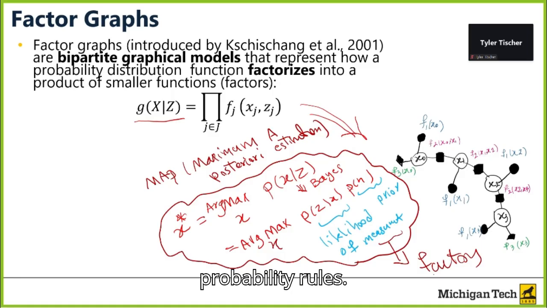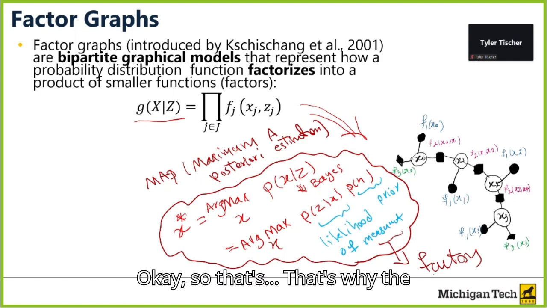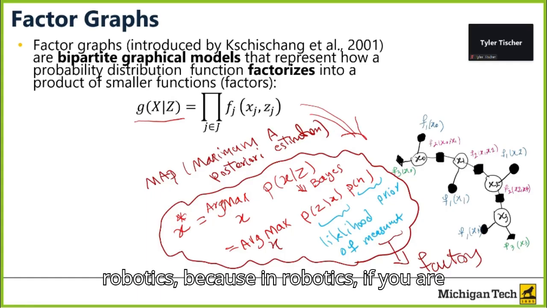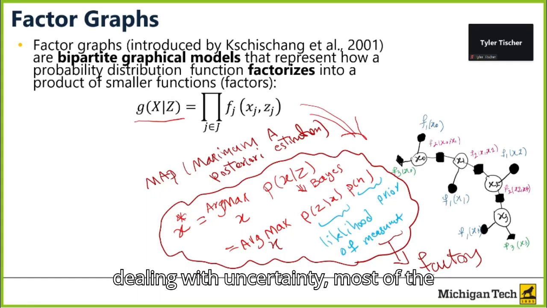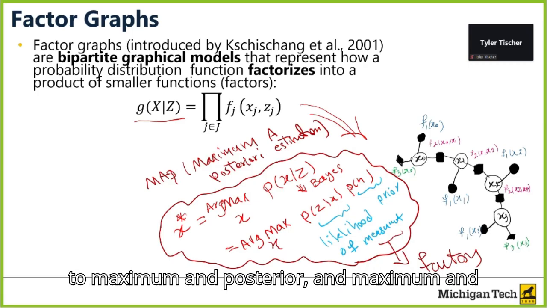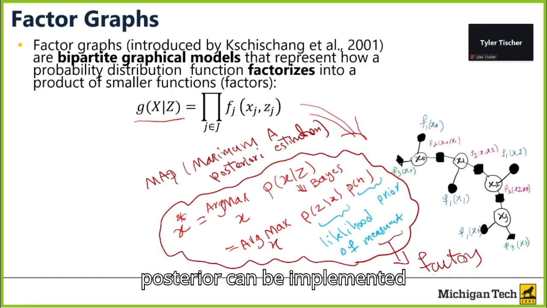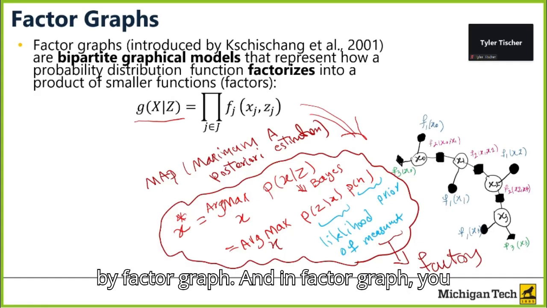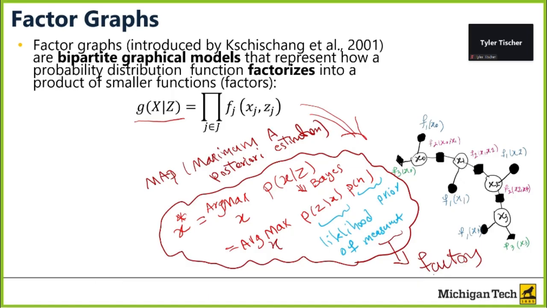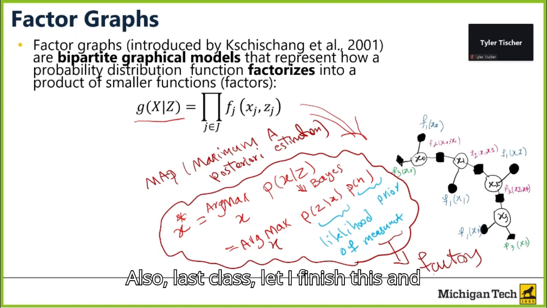probability rules. Okay, so that's why the factor graph becomes so useful in robotics, because if you are dealing with uncertainty, most of the time the problem is going to break down to maximum a posteriori, and maximum a posteriori can be implemented by a factor graph, and in a factor graph you can solve this problem very easily. Not very easily, but easily. So let's see how. Also, last class, let me finish this and then go to the next.